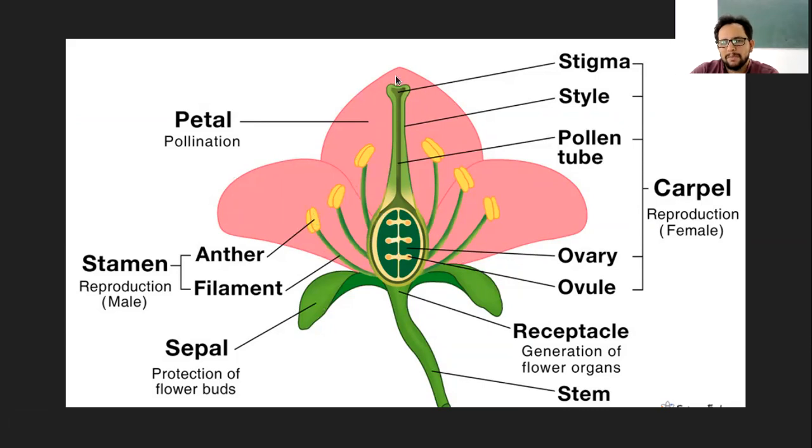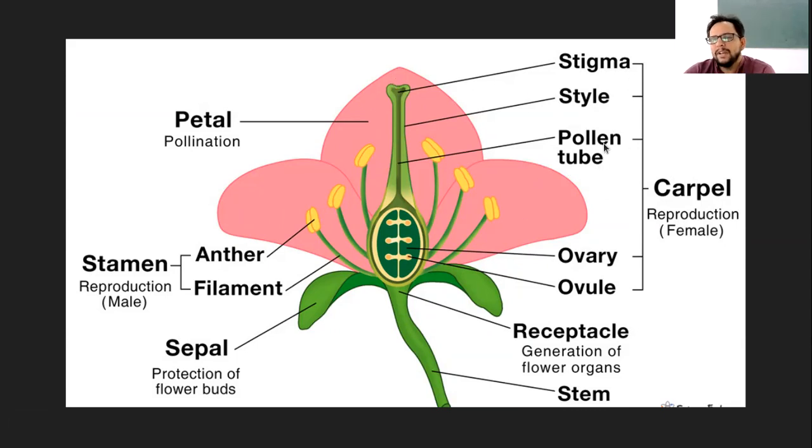And the female reproductive structure is the carpel, also called the pistil. Individually it is called carpel or pistil, and collectively it is called the gynoecium. It consists of three parts: the stigma, style, and the ovary. The pollen tube comes into the picture after the pollen grains arrive on the stigma.